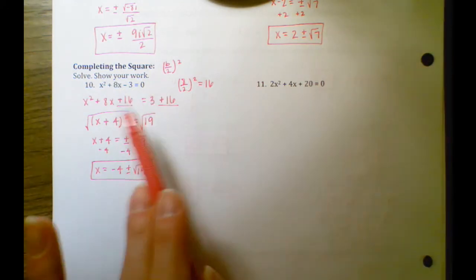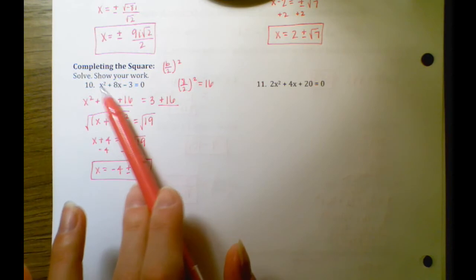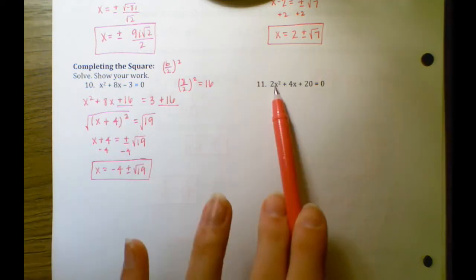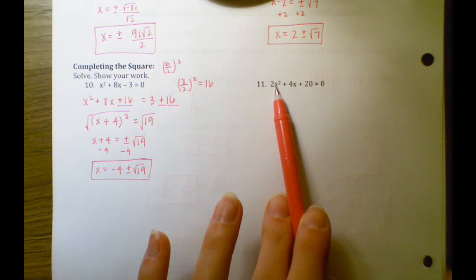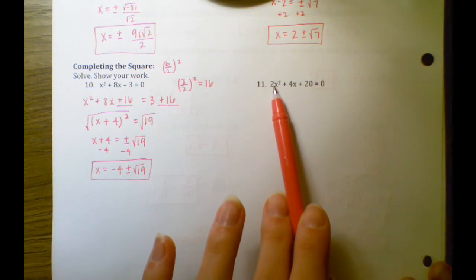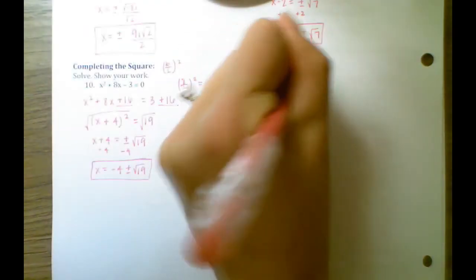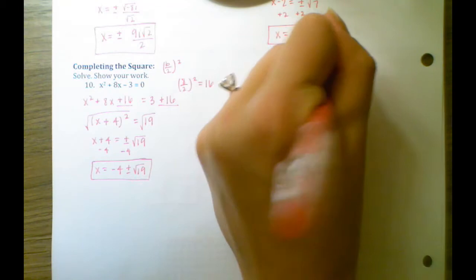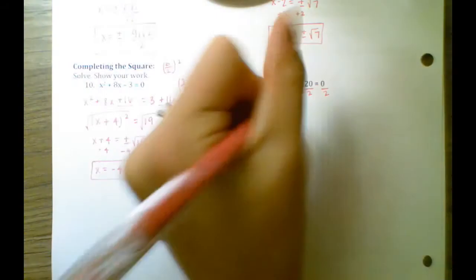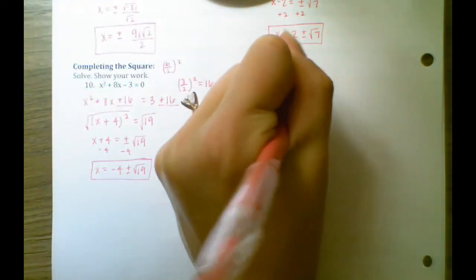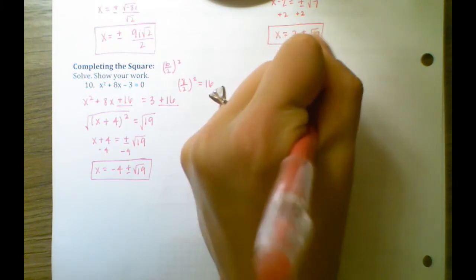Number 11. Remember, to complete the square, the a value has to be equal to 1. Notice that this a value is not equal to 1. And also notice that we can divide all of these numbers by 2. So I'm going to go ahead and do that. So divide by 2 to everything, right? So we get x squared plus 2x plus 10 equals 0.